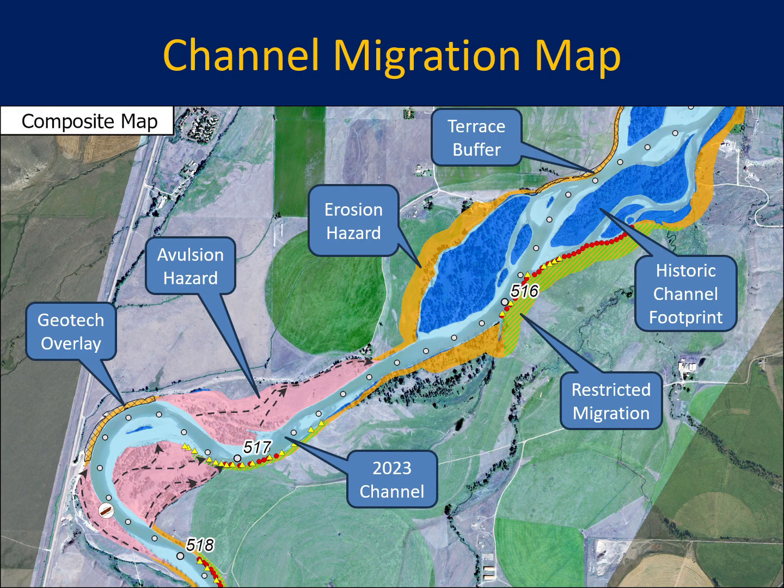Lastly, we have the geotechnical overlays, which are used to highlight the steep vertical bank lines. A 2-to-1 slope was applied to these areas and are illustrated in that black hatch mark.